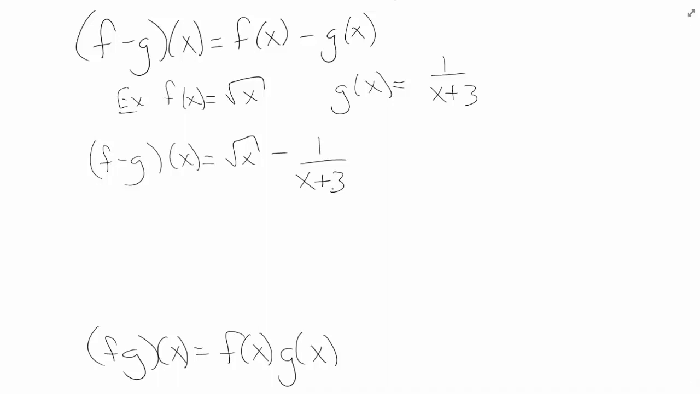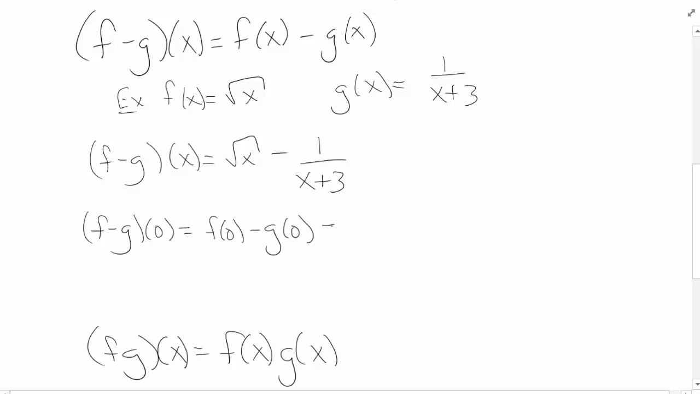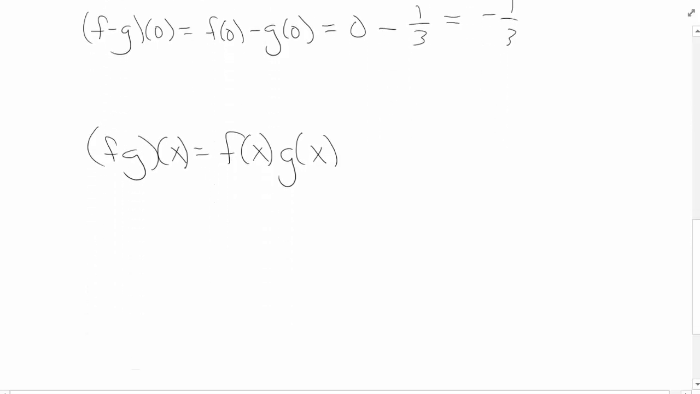Again, you could evaluate it either by plugging into this function, or by evaluating f at the value, and then g at the value, and taking the difference. For example, if we asked about f minus g of 0, one way you could do it would be f of 0 minus g of 0. F of 0 is going to be the square root of 0, that's 0, minus g of 0. Looking at 0 here, your denominator is 3, so we'll get a 1/3, which means overall I'll get a negative 1/3 when I'm done.